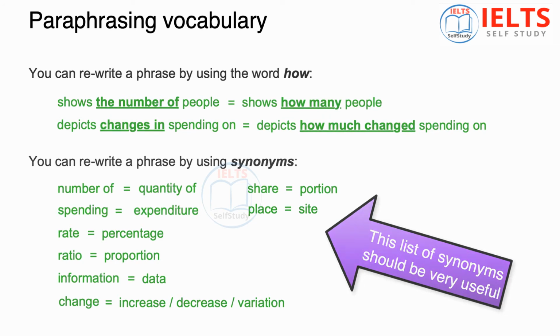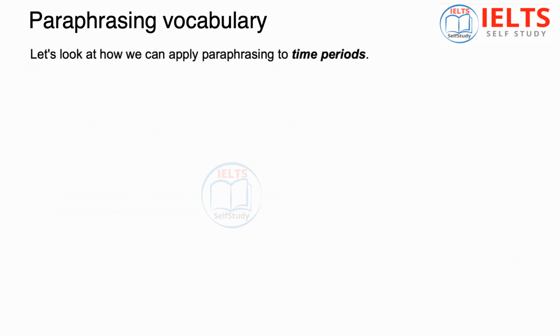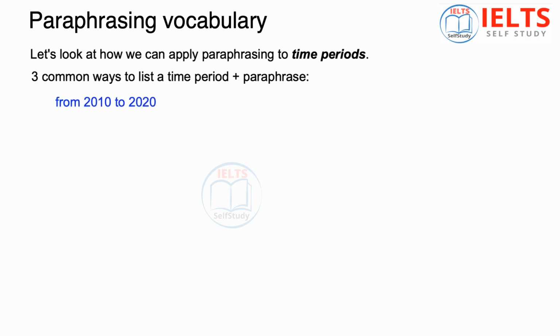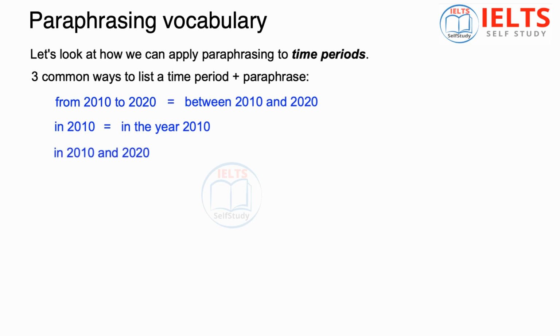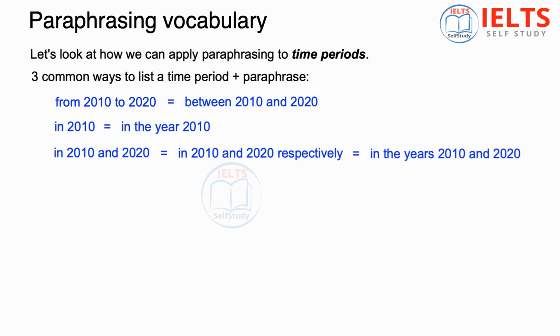Alright, now let's look at how we can apply paraphrasing to time periods. Look at these three common ways to list a time period and their paraphrases. From 2010 to 2020. Between 2010 and 2020. In 2010. In the year 2010. In 2010 and 2020. In 2010 and 2020 respectively. In the years 2010 and 2020.